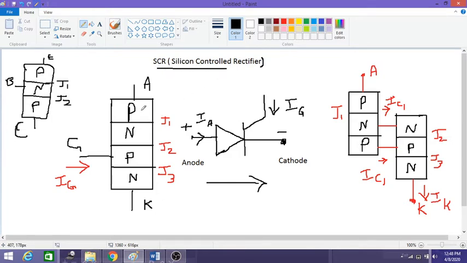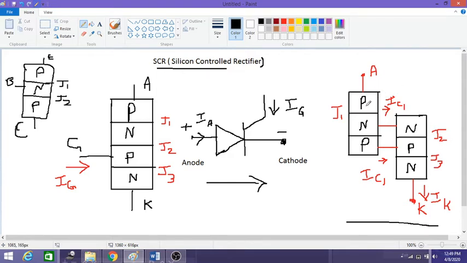So now if you see this SCR, it has three junctions, and the gate terminal is connected between the two junctions, that is J2 and J3.